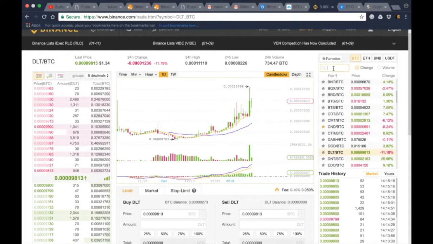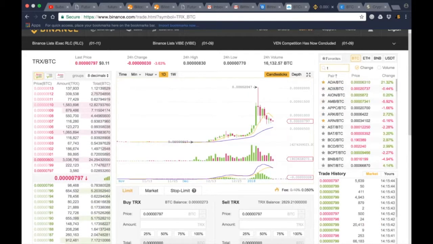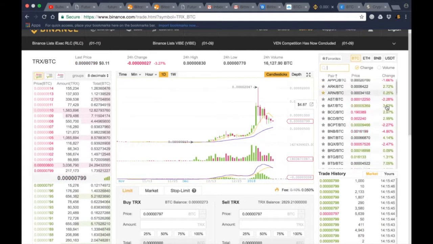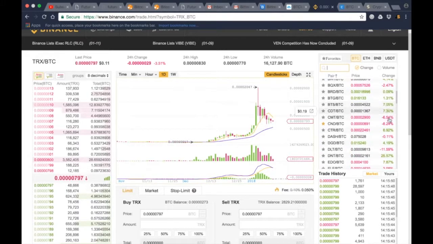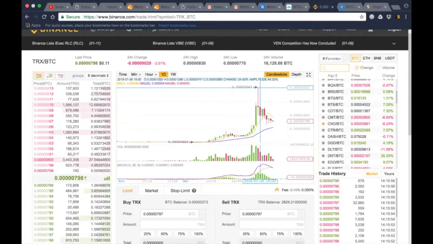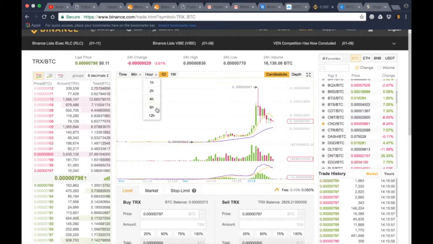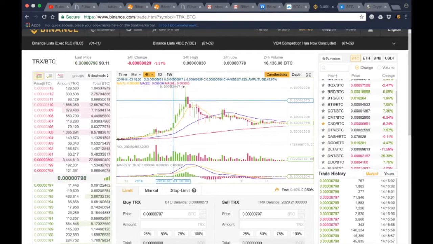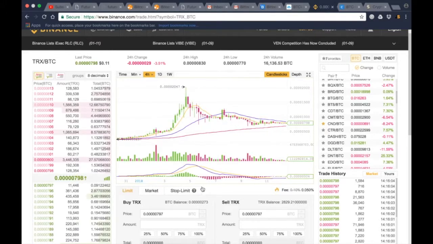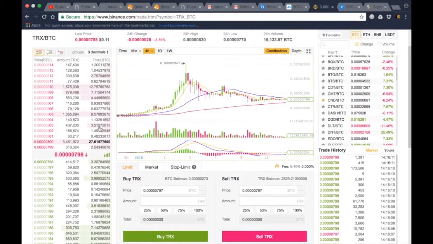Well, let's go back to Tron, TRX. So what I just showed you was what coins to look into buying if you want to maximize your profits, because you always want to buy when it's low, and then sell when it's high. So let's take a closer look into Tron. Let's see the 4-hour chart. Okay, perfect.